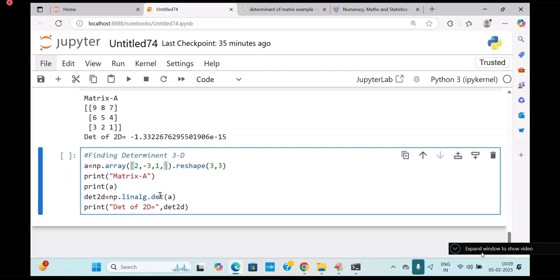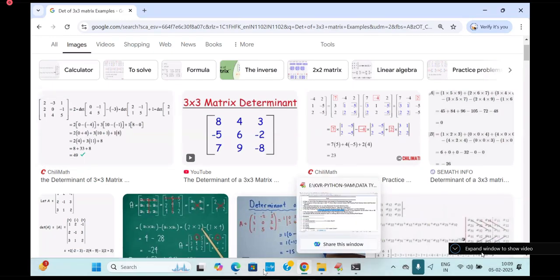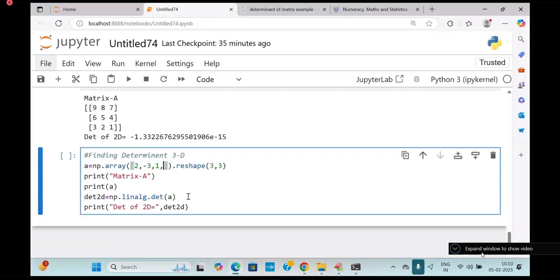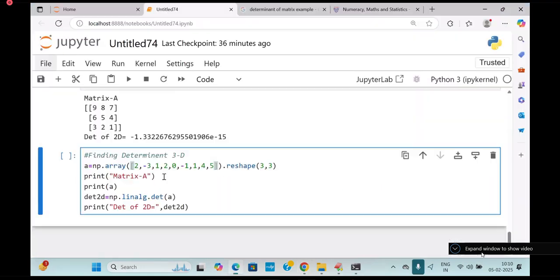Next, 2, 0, minus 1. Then 1, 4, 5. Okay, so now you execute it.